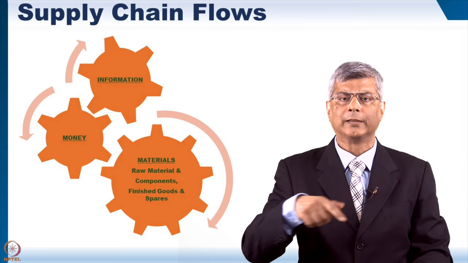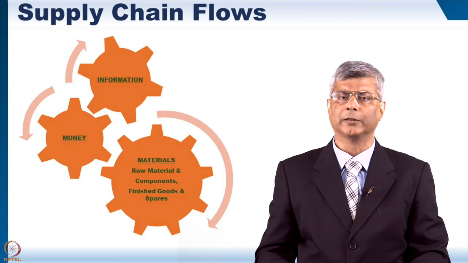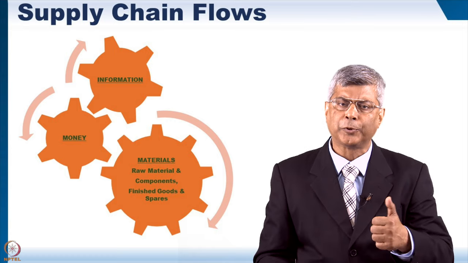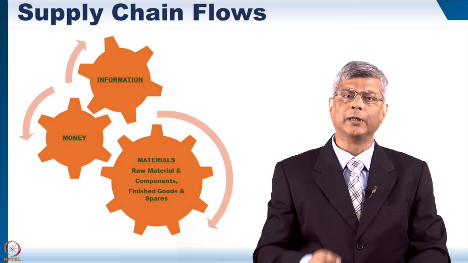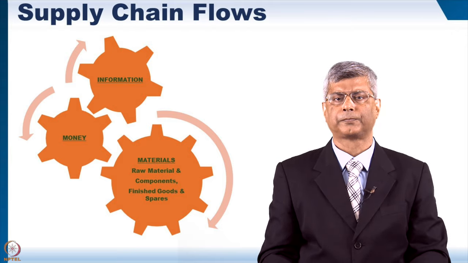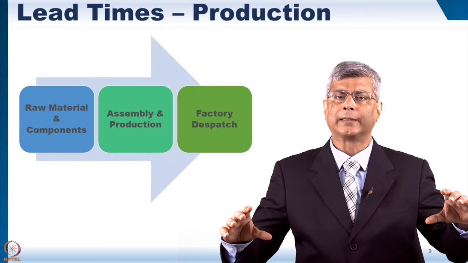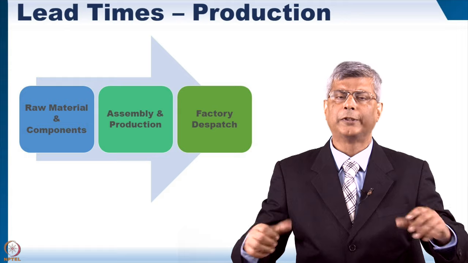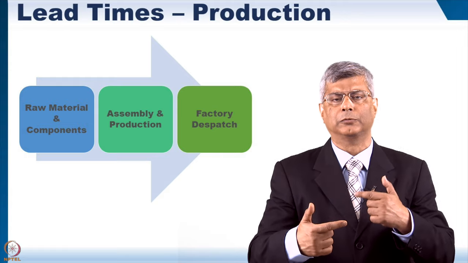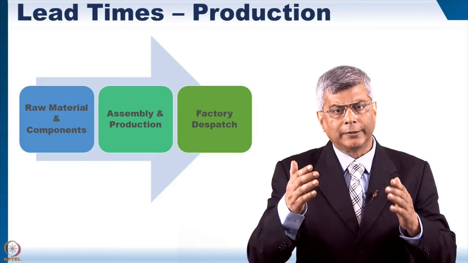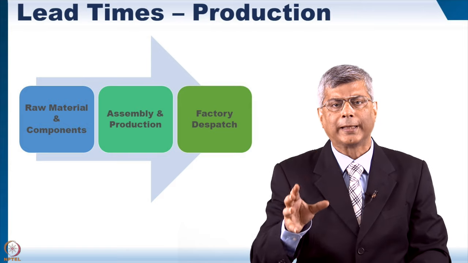And in all of these, there's flow of information. Order information, invoice information, storage information, transport information, all kinds of information that's flowing continuously through the network. So there is another way of looking at the flow, which is called lead times. Because it's not just flow, it's also the times for the flow. So how do you look at the times for the flow?